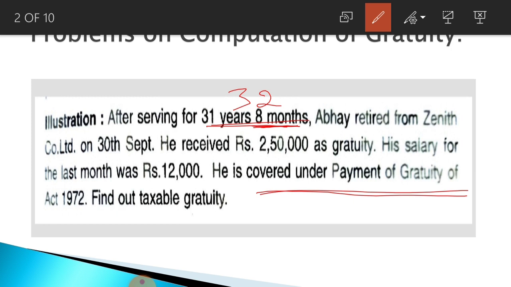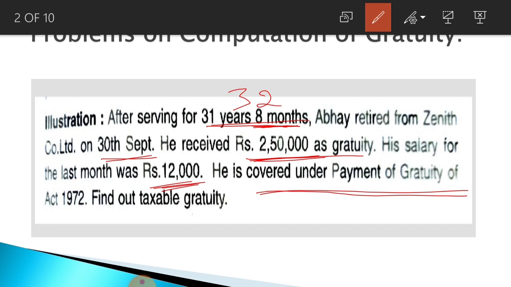Abhay retired from Zenith Company on 30th September. He received 2,50,000 as gratuity. This is the actual amount of gratuity received, that is 2,50,000. His salary for the last month was 12,000. His last month's salary is 12,000. Here you have to calculate 15 days salary on the basis of last month's salary. The calculation of 15 days salary is nothing but 15 days salary multiplied by number of years of service.